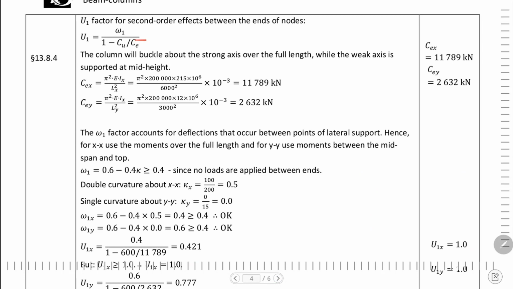So U1 factor for second order effects between nodes. The column will buckle about strong axis over the full length. So strong axis buckling, full length 6 meters, weak axis mid height. So we use the effective lengths, the LX and the LY, as I showed you earlier, because we're looking at when it undergoes buckling, over what length will buckle, and we've determined that already. Now we get our effective lengths. Well, we've already determined our effective lengths. Now we get our behavior and our compressive loads. So let us continue on.